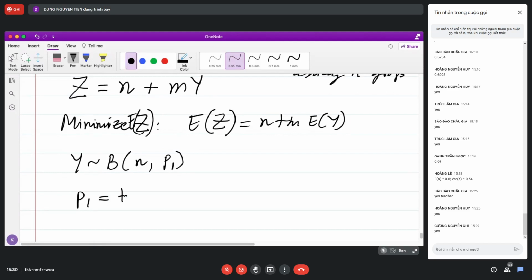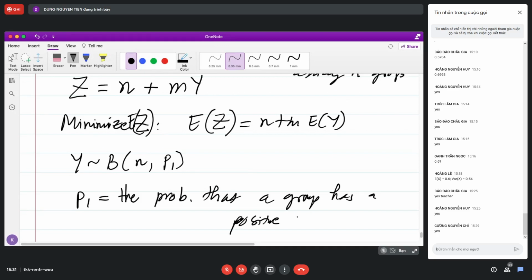is the probability that a group has a positive result. If n is given, and if you know p1, then you can conclude that the mean of y is n times p1. Makes sense? So it remains to find the value of p1.